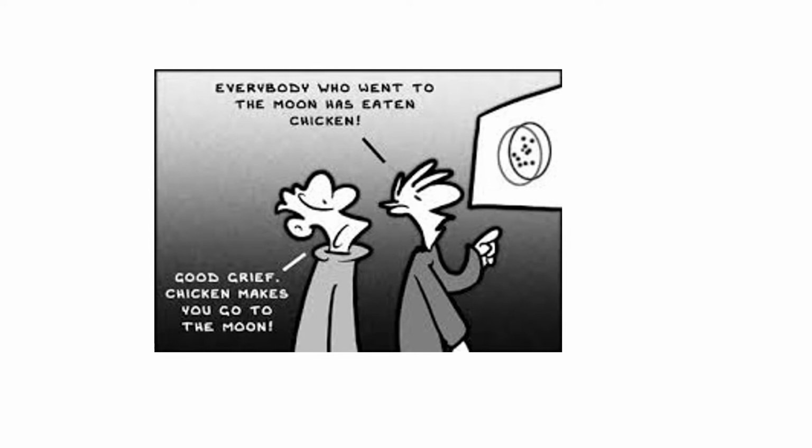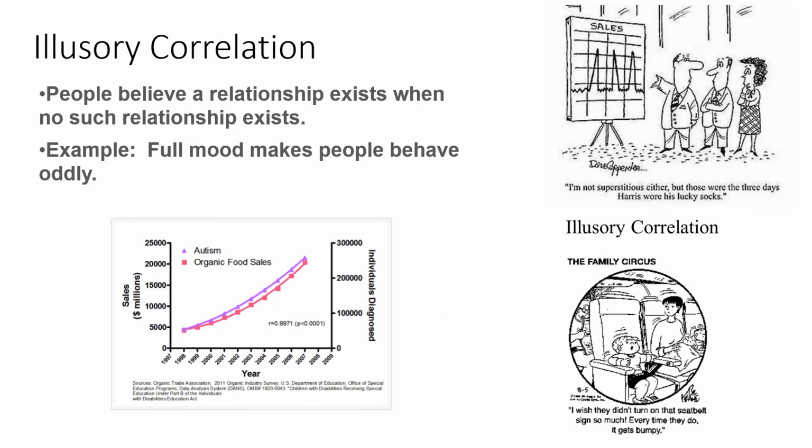So everybody who went to the moon has eaten chicken. Good grief, chicken makes you go to the moon. So sometimes there may be things that seem correlated or connected, but they really are not connected at all. It's just sort of by chance. And we could think of these as illusory correlations. An illusory correlation is where people believe a relationship exists when no such relationship exists.